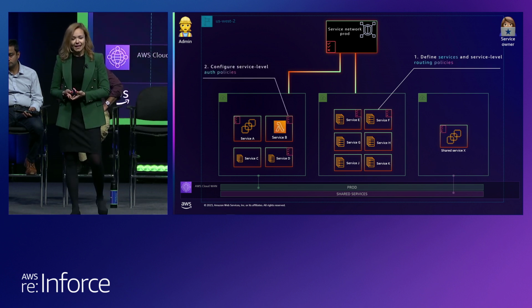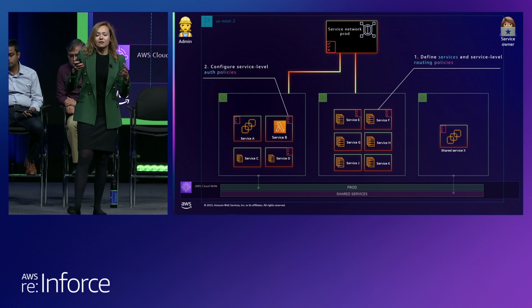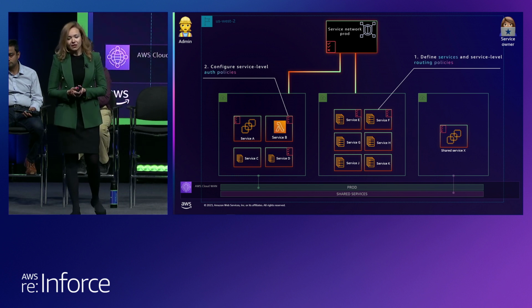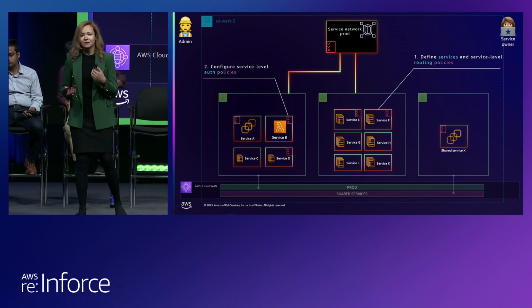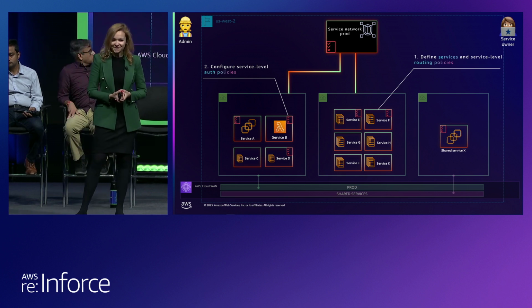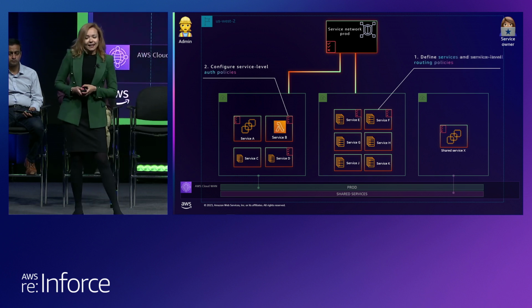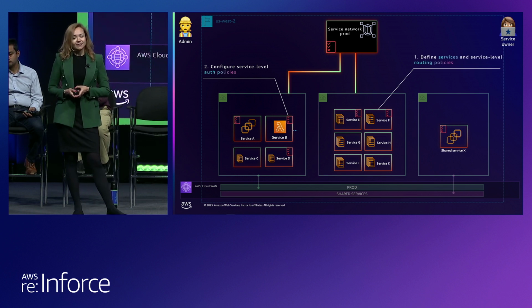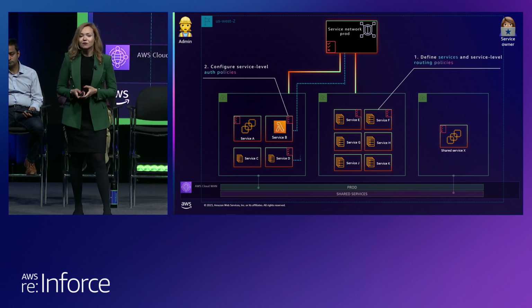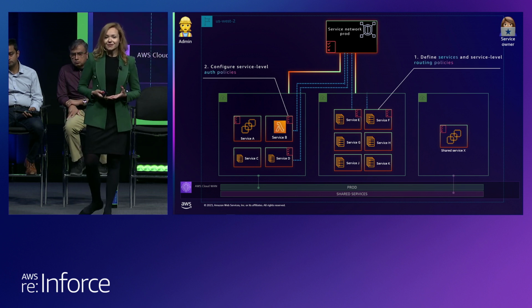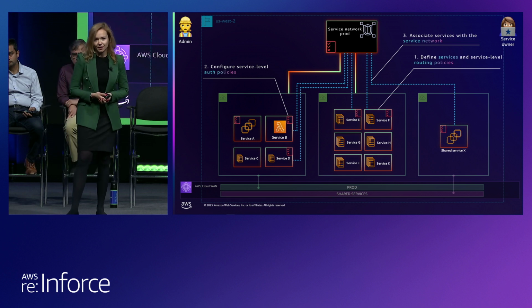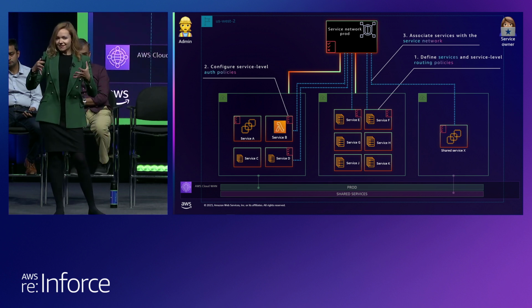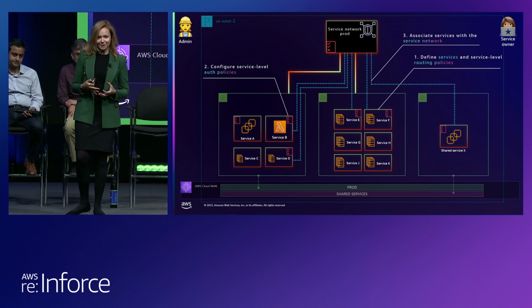The second step is to configure service level auth policies. And here we can say, for example, that service A can talk to service B, but service C cannot talk to service D, right? And the third step is to actually associate those services with the service network to make them available to be accessed within the service network, right? So these two personas came together. They did all these steps so far, right?